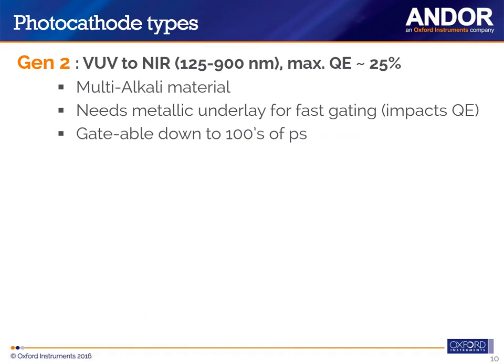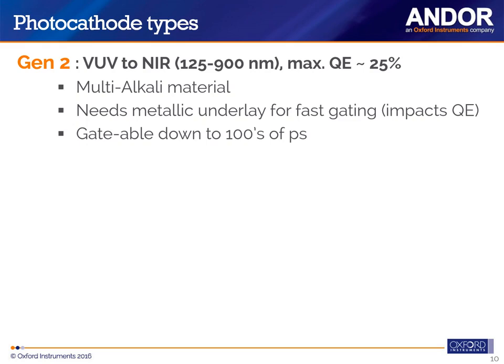There are different types of photocathodes, as I mentioned. Generation 2 photocathodes are really broadband photocathodes, detecting potentially from VUV to near infrared. They have fairly moderate peak quantum efficiency, about 25%, and they're made of multi-alkali elements. They are very resistive and not very easy to gate, to shutter very, very quickly. To achieve nanosecond gating, these photocathodes typically have to have an additional element deposited on them, and that's an underlay, a metallic underlay, typically nickel.